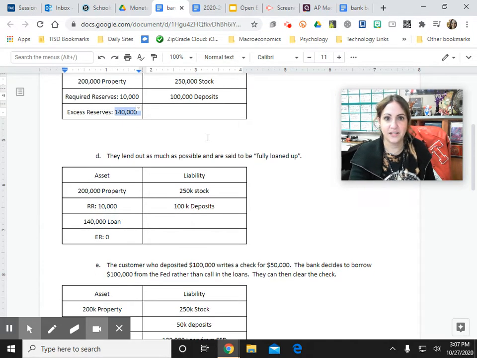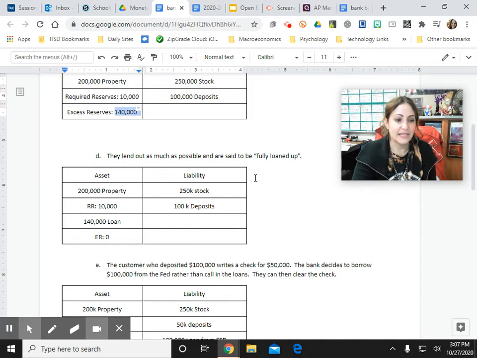All right. The next question says, this bank lends out now as much as possible and is said to be fully loaned up.